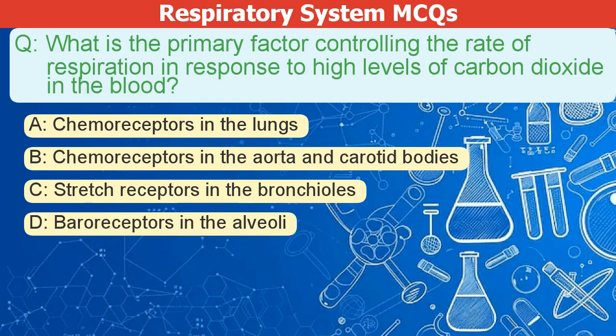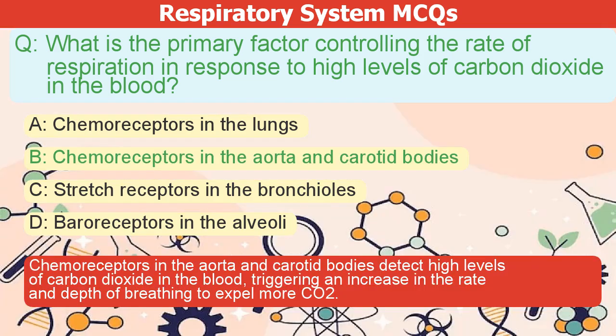What is the primary factor controlling the rate of respiration in response to high levels of carbon dioxide in the blood? A. Chemoreceptors in the lungs. B. Chemoreceptors in the aorta and carotid bodies. C. Stretch receptors in the bronchioles. D. Baroreceptors in the alveoli. The correct answer is B. Chemoreceptors in the aorta and carotid bodies detect high levels of carbon dioxide in the blood, triggering an increase in the rate and depth of breathing to expel more CO2.